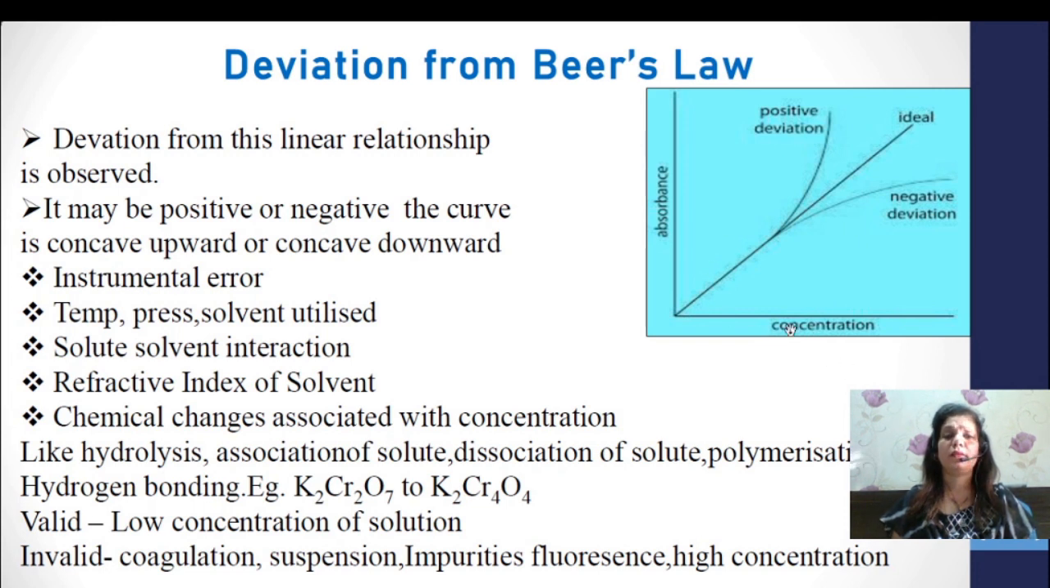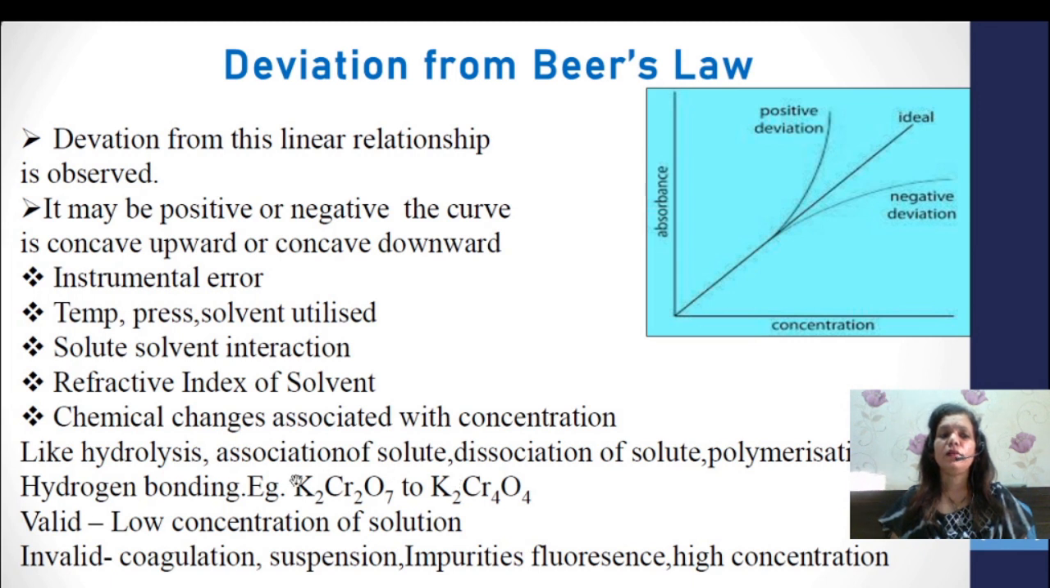You might have utilized, all of you, potassium dichromate solution. You might have seen in the lab an orange-yellow colored solution, potassium dichromate solution. So solute-solvent interaction or dissociation happens in this case, where dichromate is converted into chromate, orange to light yellow. So there is a decrease in absorbance than the expected reading. Negative deviation is observed in the case of this dichromate solution.